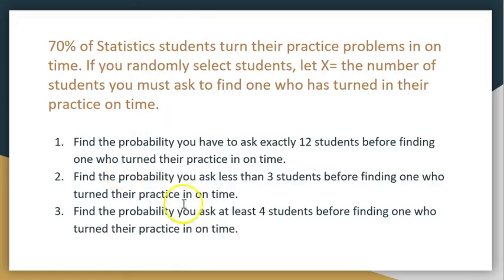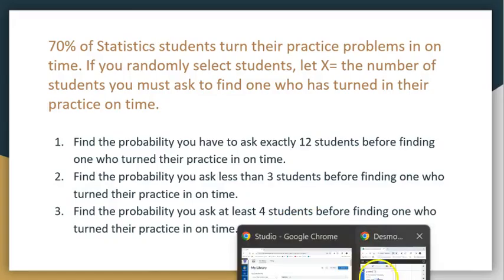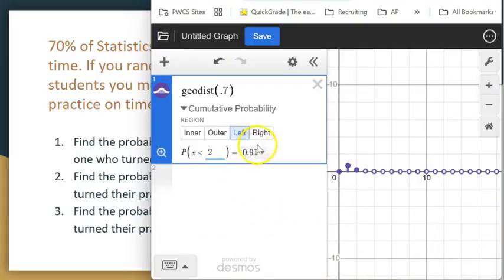And then number three, find the probability you ask at least four students. At least four means four or more, so I need to change this to right, and I want at least four. My probability there is 0.027. Very similar to what we did with binomial probabilities. The biggest thing is recognizing, do we have a fixed number of trials, or are we going to keep going until we succeed? That is the difference between binomial and geometric.